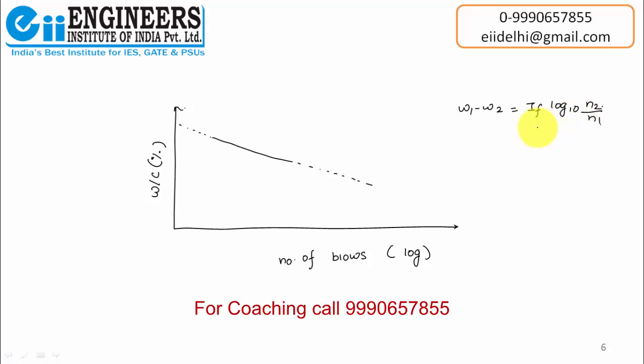It means that the slope is decreasing. So we plot a graph, and for the number of blows of 25, we see the water content value. So we can say that liquid limit is the water content for 25 number of blows on Casagrande apparatus.